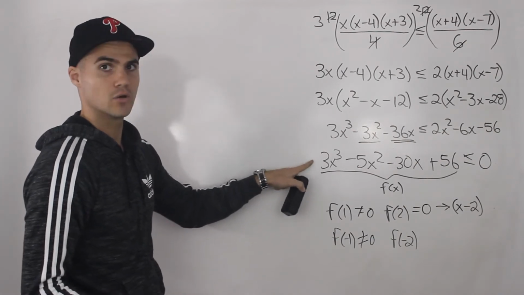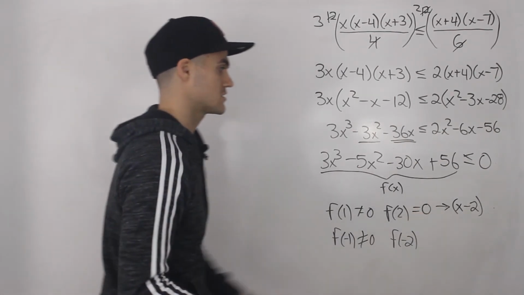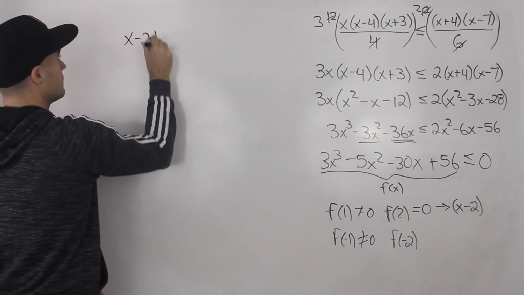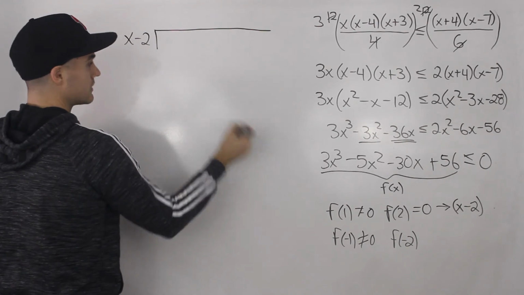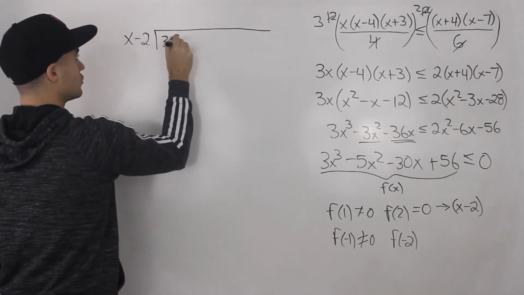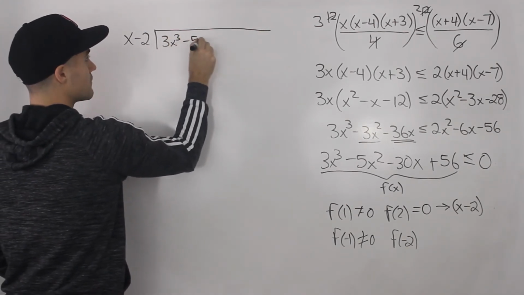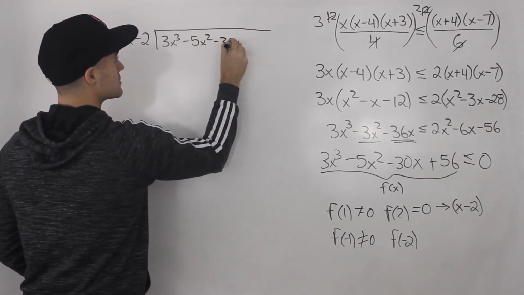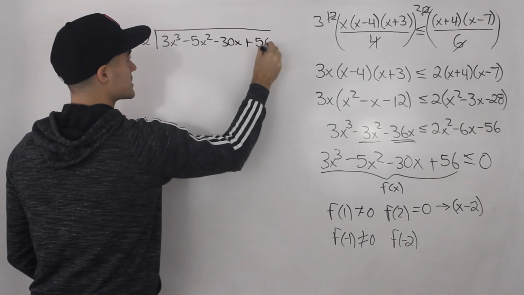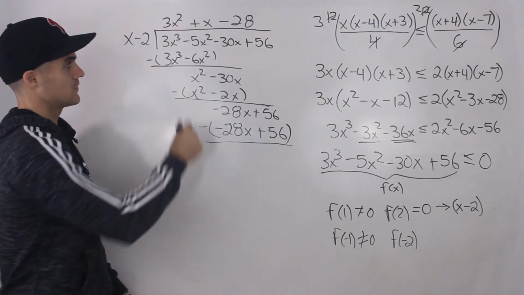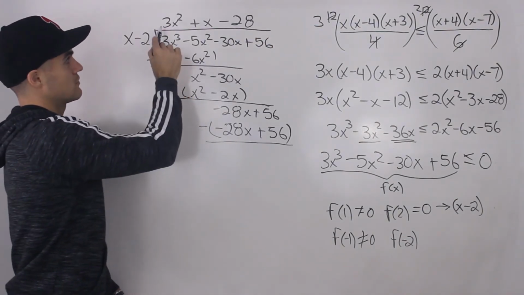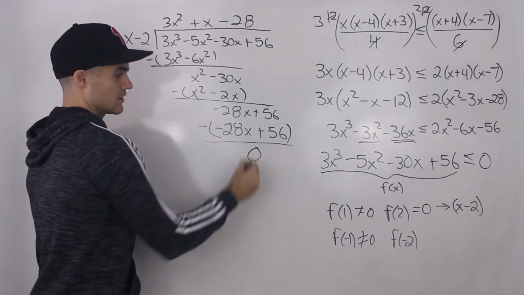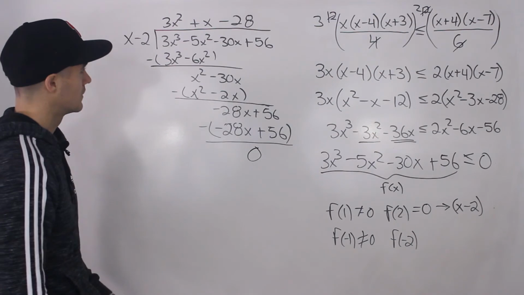So we could take this polynomial and divide it by x minus 2. And we could do that on the side here. So we'll have x minus 2, and we're going to divide it into 3x cubed minus 5x squared minus 30x plus 56. And when you do that long division, you end up getting this result here. So you get 3x squared plus x minus 28 as the quotient, and you should get a remainder of 0 there. Right?